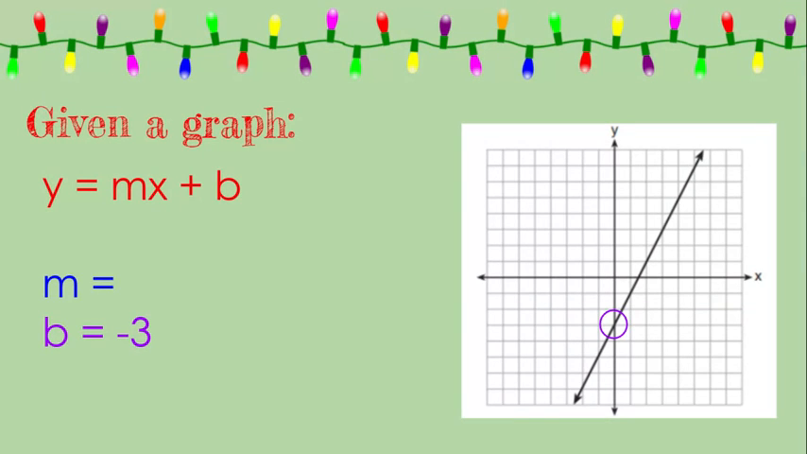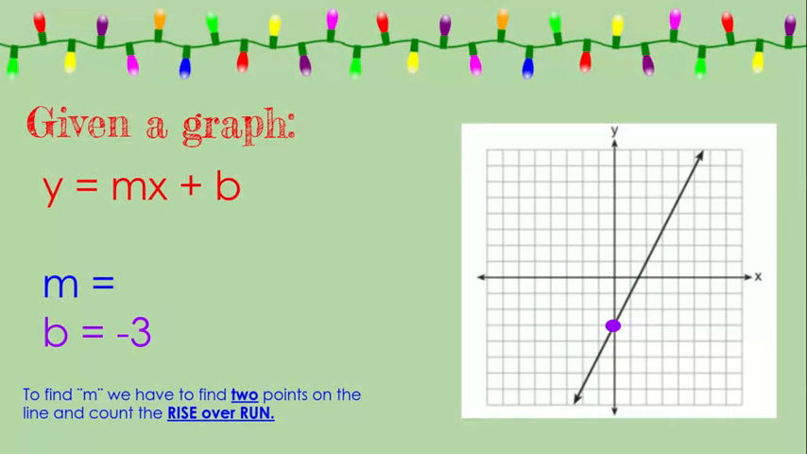To find the slope, I need 2 points on the line. If I have 2 points on the line, I can count the slope. So I'm going to use my y-intercept as one of my points. So I'm going to put a point there. And now I need to find another point so that I can count the rise over the run. So here's another point on the graph.